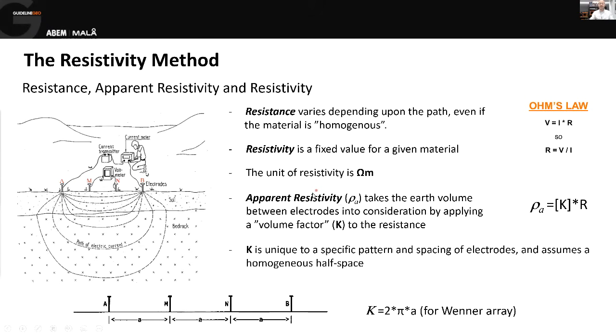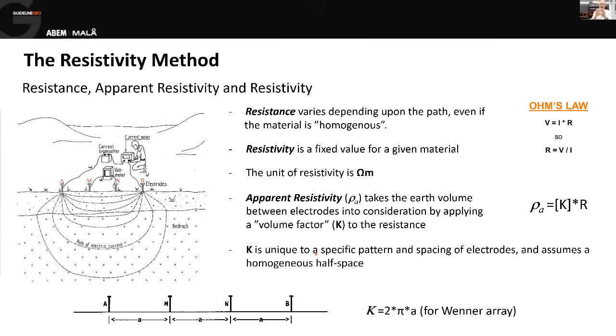The way that we get to apparent resistivity is we take the measured resistance, which is just taking the voltage that our instrument records and dividing it by the current that was flowing. That gives us a resistance value. We then multiply that by what's called a geometric factor. That's given the letter K. So the K factor, or geometric factor, works out how big a volume the current has flowed through, and that allows us to convert to apparent resistivity. And so it's a way of normalizing our measurements.